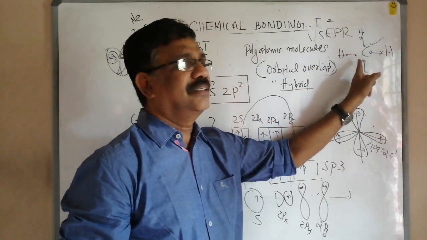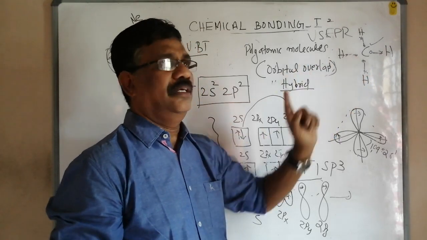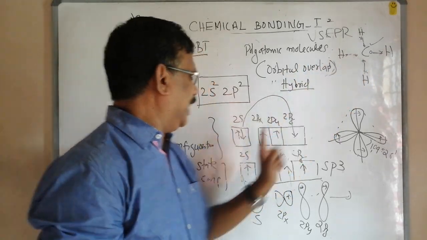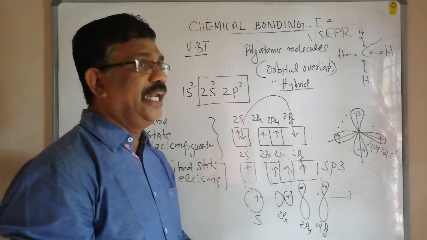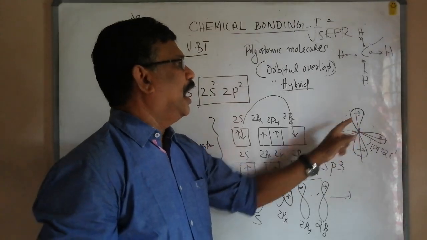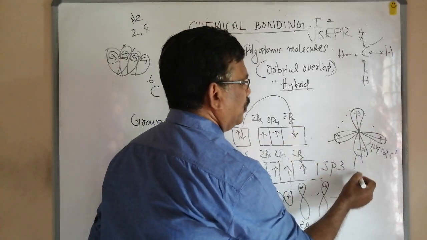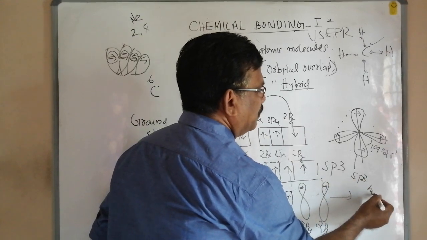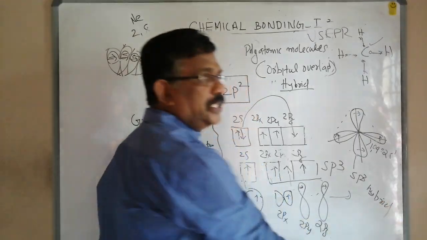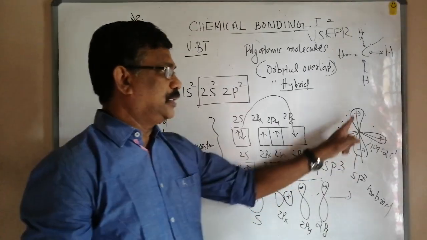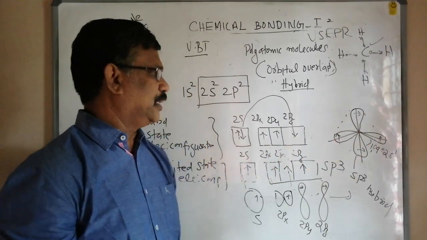Sp, Spx, Spy, Spz. Not like that. All the 4 electrons are identical. They are present, and each orbital is called an Sp3 hybrid orbital. Four Sp3 hybrid orbitals.